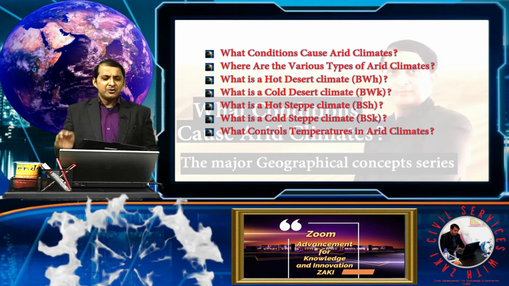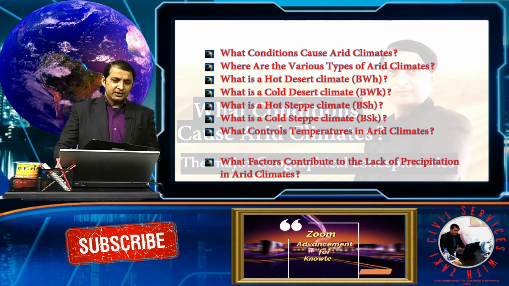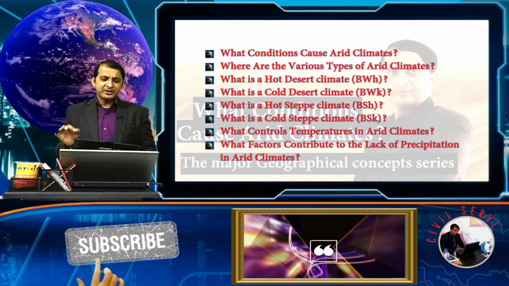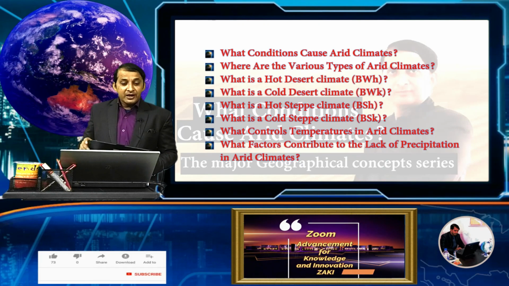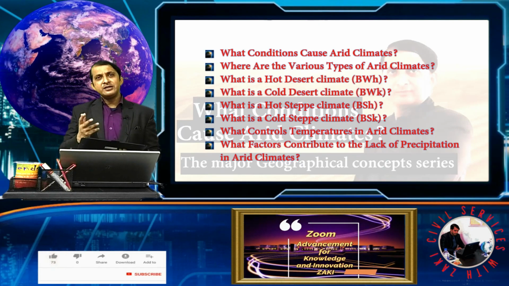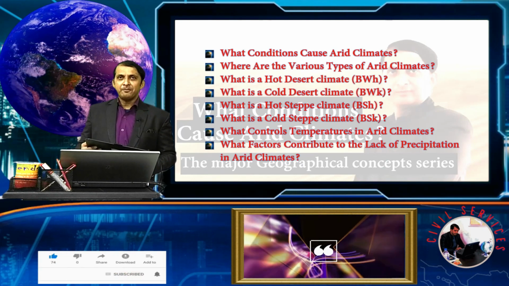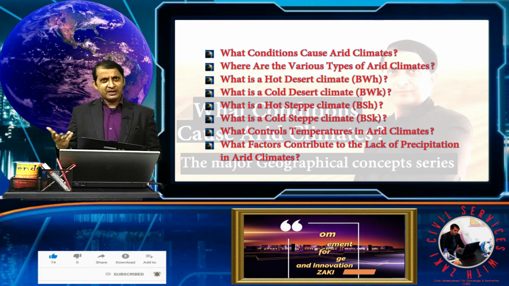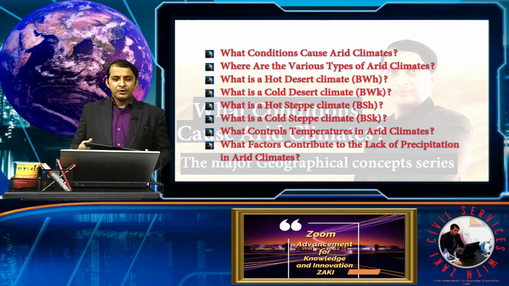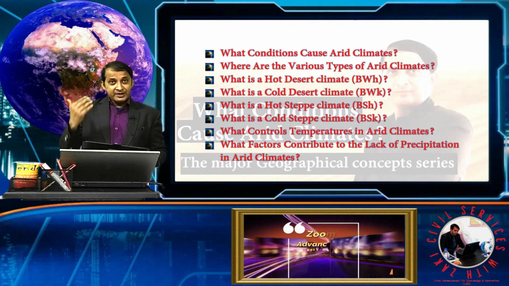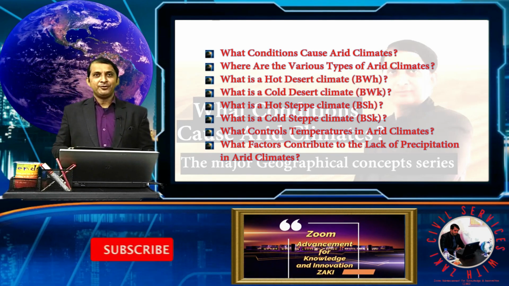Another is what controls the temperature in arid climates, and what factors contribute to the lack of precipitation in arid climate. So what are the conditions for the arid climate? These are very significant topics in climatology and also in geography. For all these questions, stay with us till the end of this video.